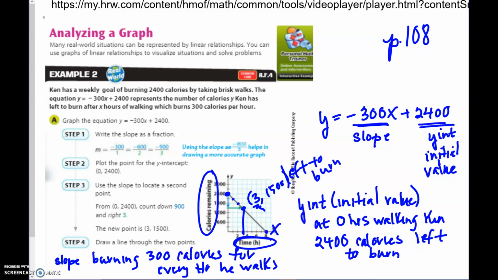Now, what does this over here mean when we're at 8? That means at 8 hours, he has 0 calories left to burn. So if he works out or walks for 8 hours, whether it's 1 day, 2 days, 5 days, after his 8 hours, he has burned his 2,400 calories, walking at that particular pace.